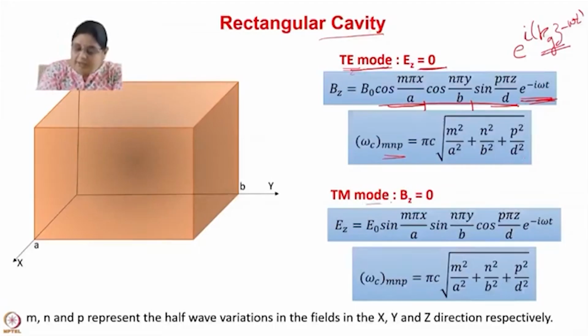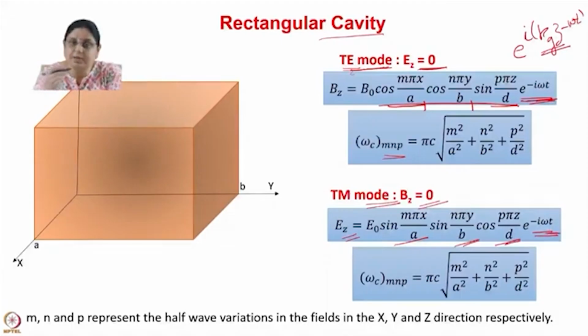Similarly, the TM mode can also exist in the cavity. We have Bz equal to 0, and if you solve it, you get Ez equal to E0, with sinusoidal variation in X, sinusoidal variation in Y, and a cosine variation in Z, and no propagation, just a time variation. The fields are varying in time.